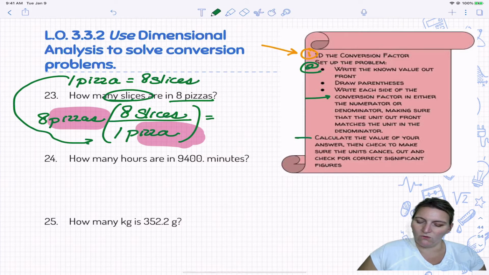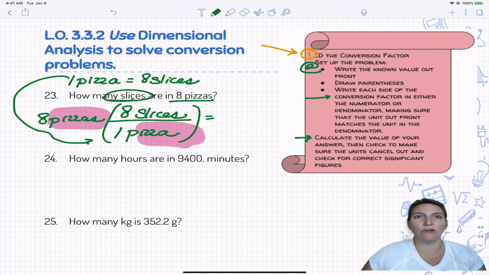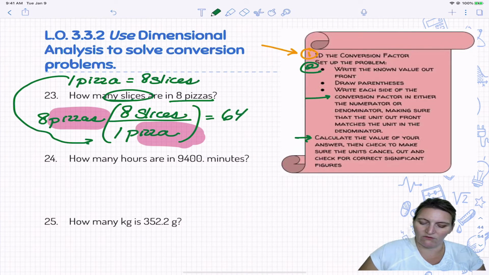Okay, now we're moving on to the very bottom. Calculate the value of your answer, then check to make sure your units cancel out and that you have the right number of significant figures. We don't need to use significant figures in this case because nothing was measured. It was just all counting. So I do the problem once with the numbers and then once with the units. 8 times 8 divided by 1 is 64.